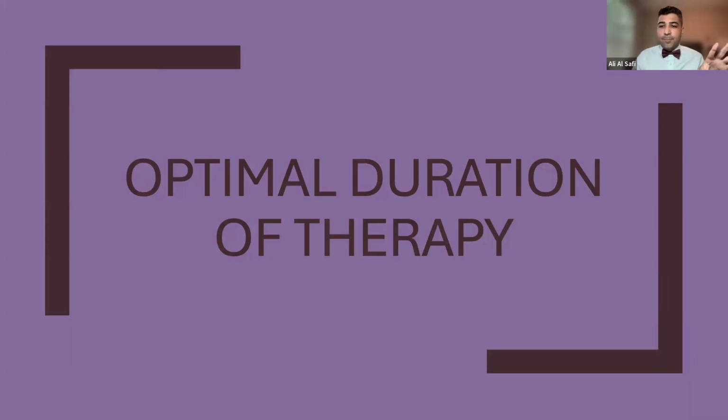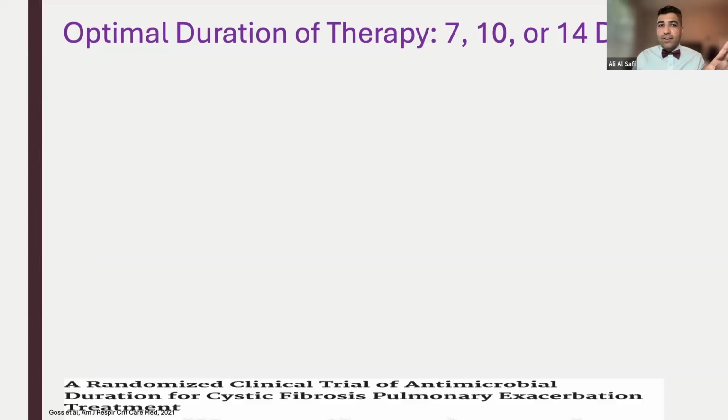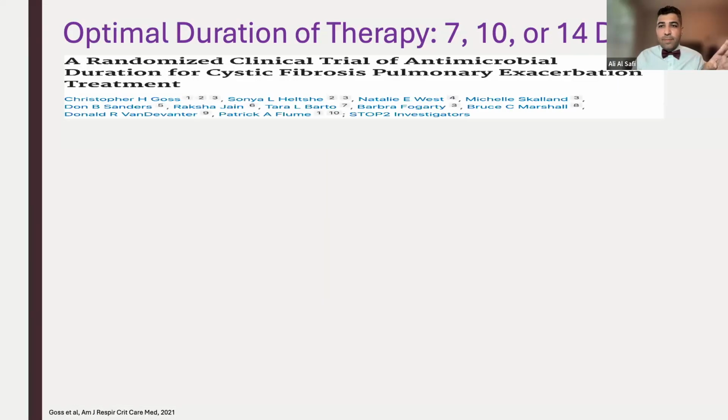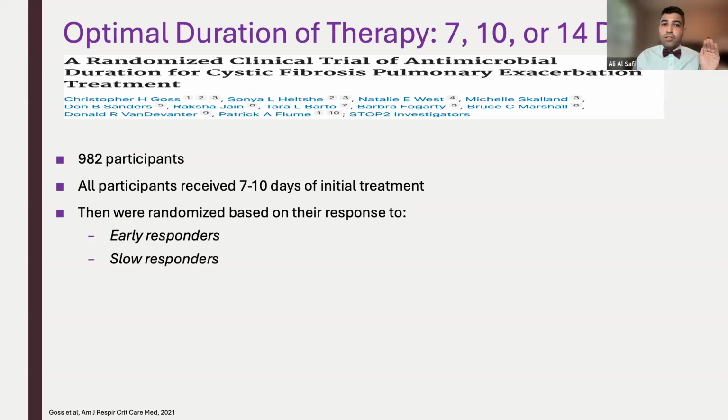Finally, I'll talk about a few things here. I'll rush given the time. Optimal duration of antibiotics depends mainly on a trial that we did called the STOP-2 trial. In that trial, they enrolled 982 participants. All of them received 7 to 10 days of initial treatment, and they were randomized either as early responders or slow responders. In early responders, they found that a 10-day course was non-inferior to 14, but in slow responders, they found that 21 days was not superior to 14.